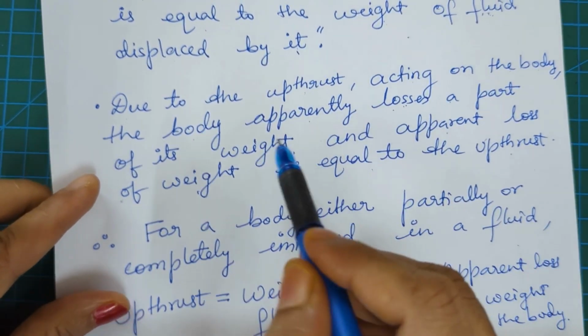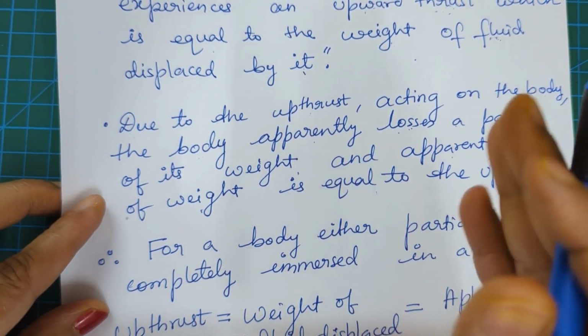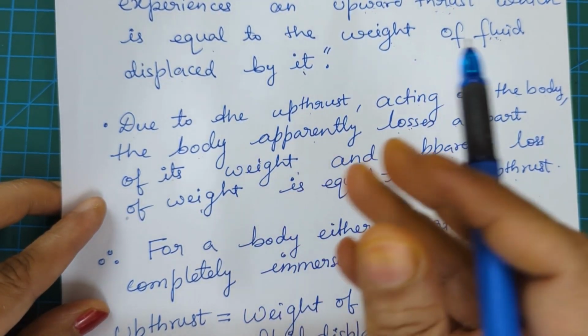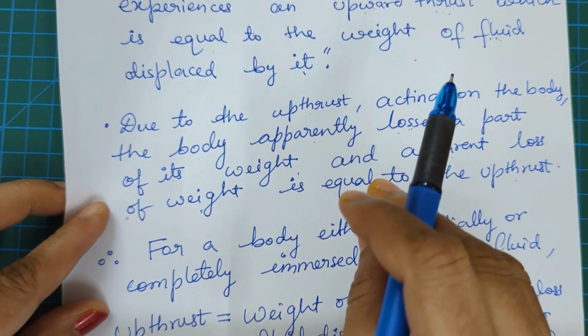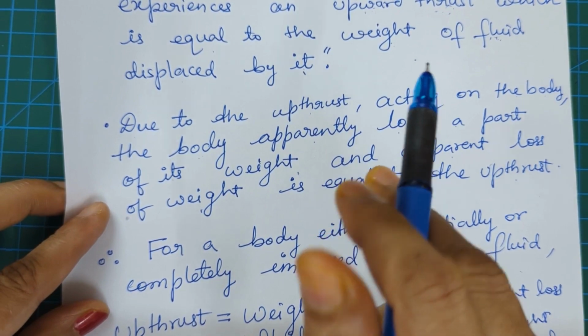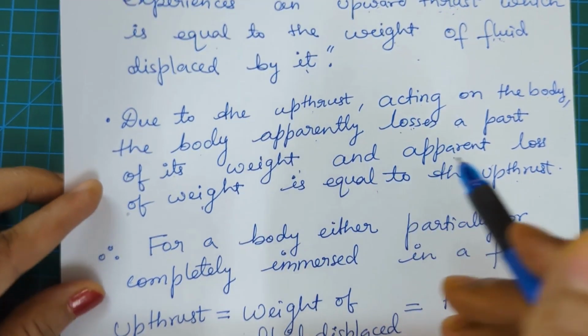Second is when the object was immersed in the liquid, the object underwent some loss of weight. Means in air it weighed 10 Newton, but when that same object was lowered in water, it weighed 8 Newton. So loss of weight was 2 Newton. So 2 Newton amount of upward thrust or buoyant force was experienced by the immersed object.